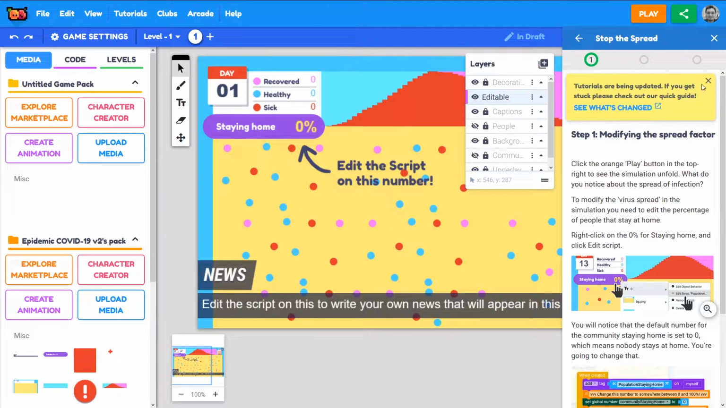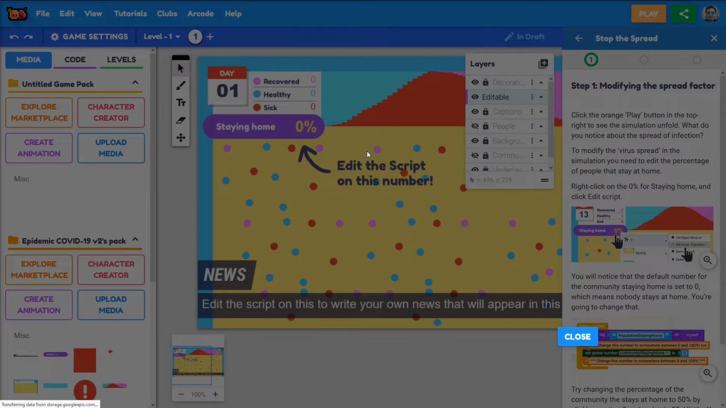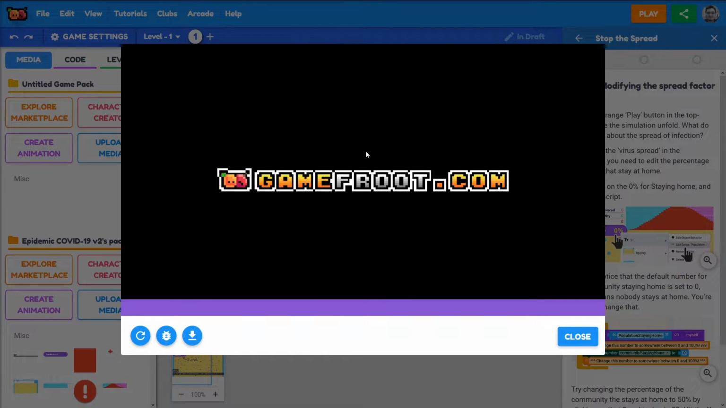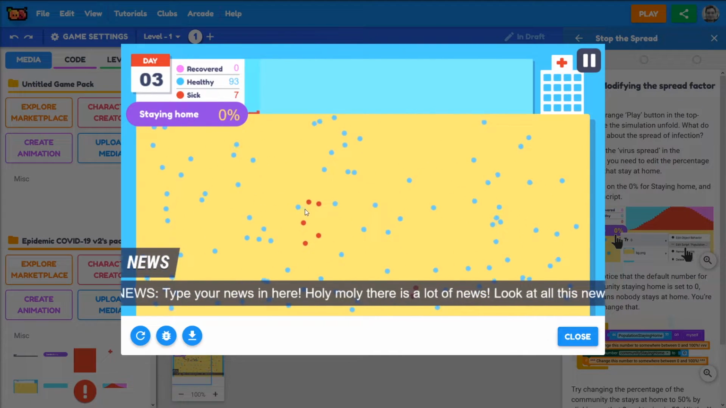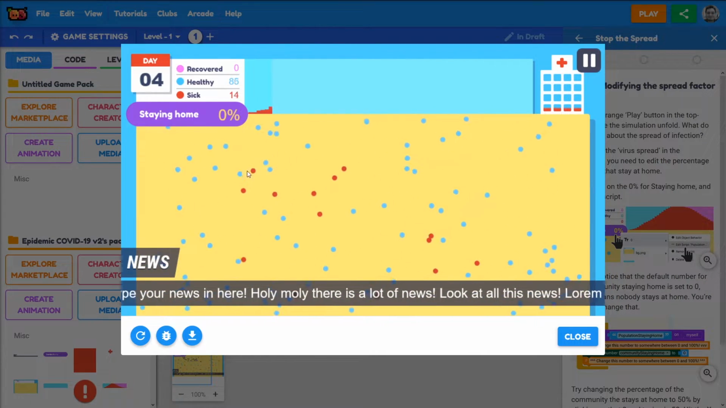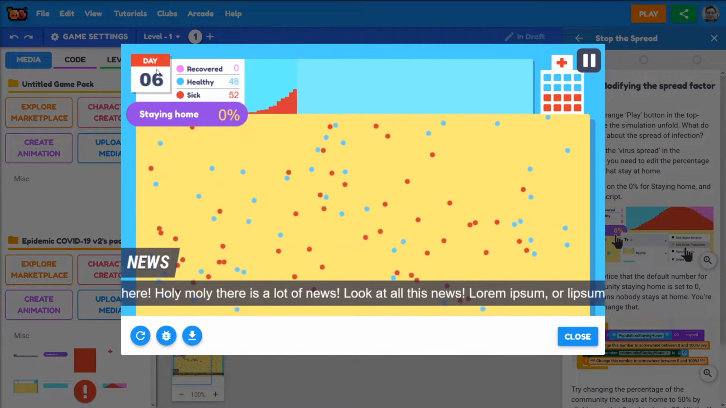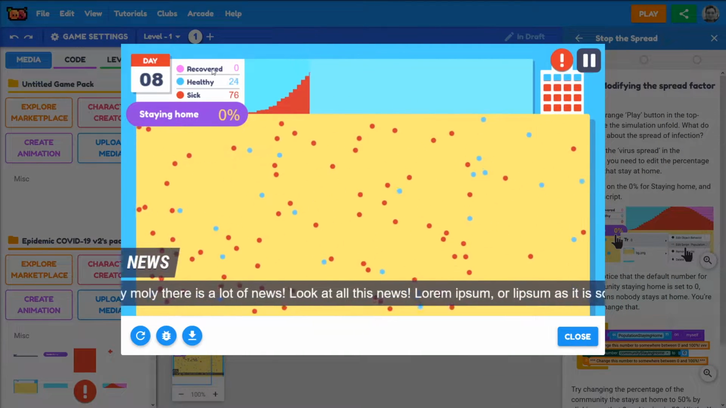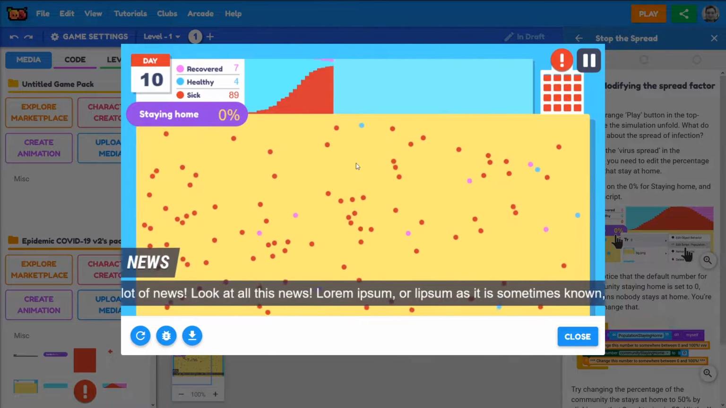Okay, so we've got the level loaded up here. We can click play to see what the game looks like. And we've got all our little simulated dots. These are people, right? The idea of this simulation is time's going along. We can see the days increasing. We can see how many people are healthy, how many people are sick. A whole lot of people just got infected.